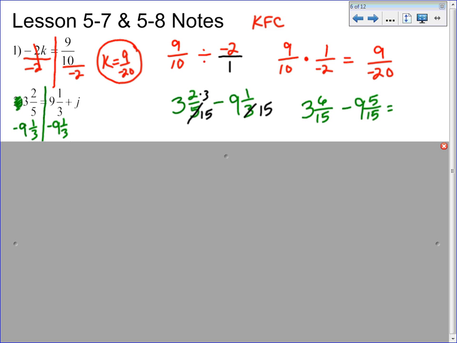3 minus 9 is negative 6. 6 minus 5 is 1/15. So we get these to cancel out, and then j equals negative 6 and 1/15.